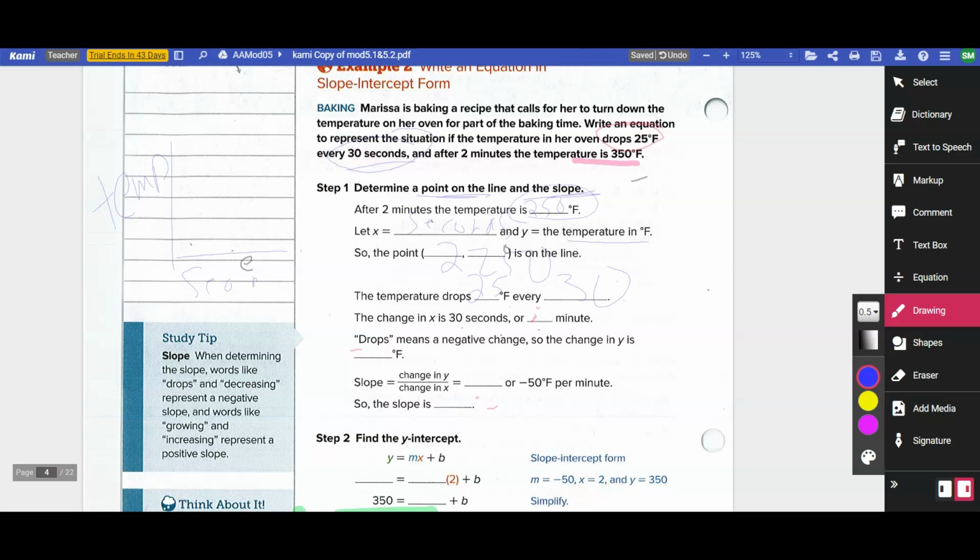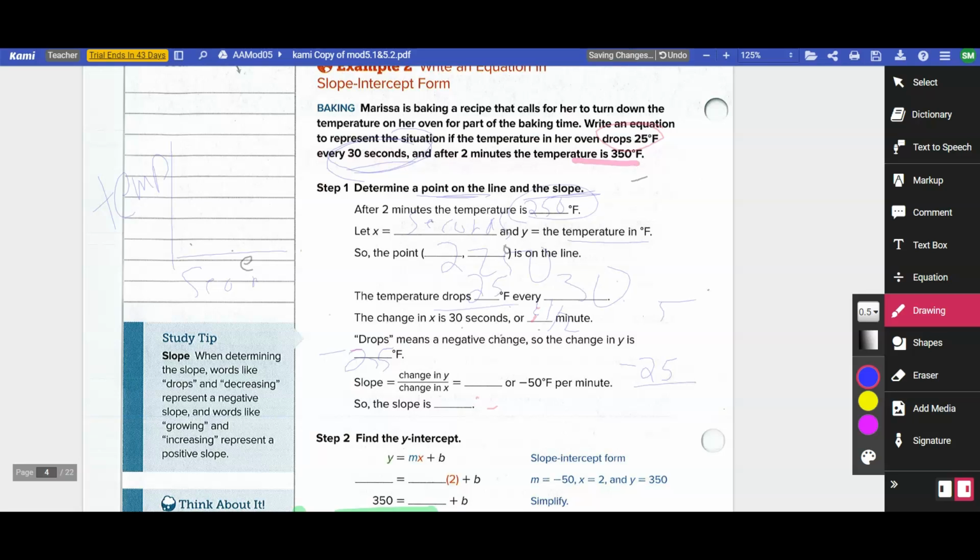It's dropping every 30 seconds, which is also half a minute, 0.5. That works too. Drop means it's negative, so the change in Y is what's happening. The change in Y is 25 degrees. It's going down 25 Fahrenheit. So if I were to go by my change in Y, my change in Y is a -25 degrees.